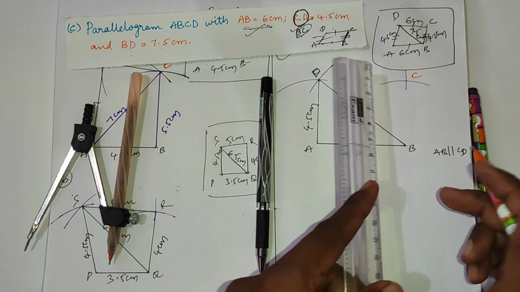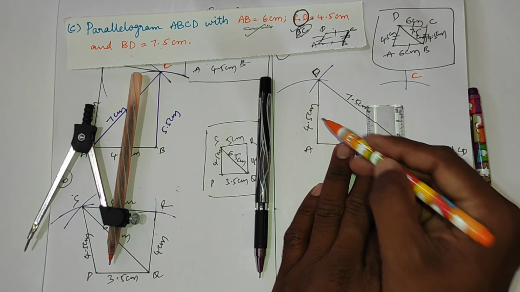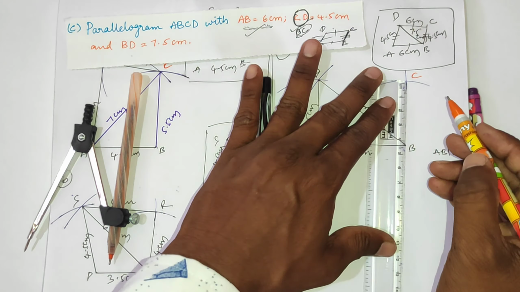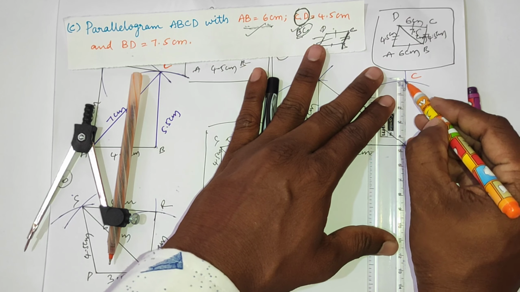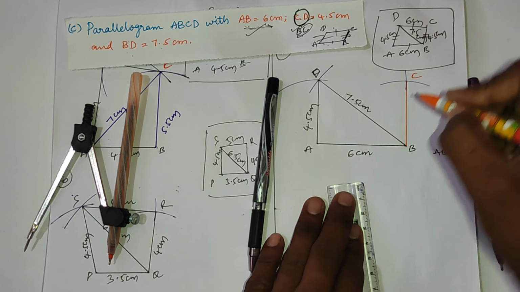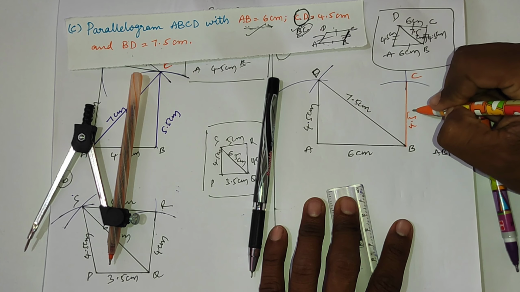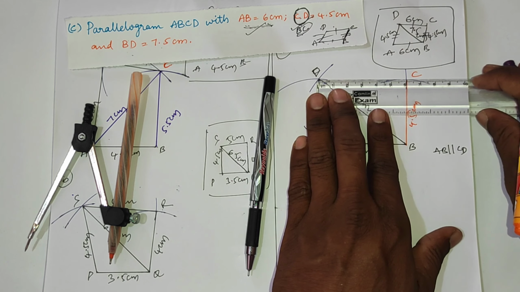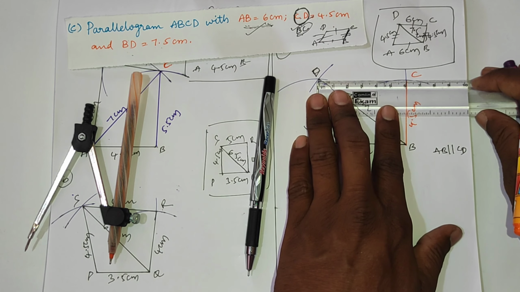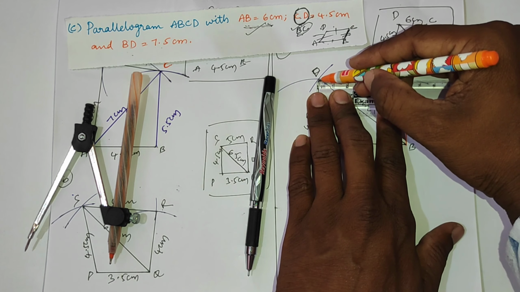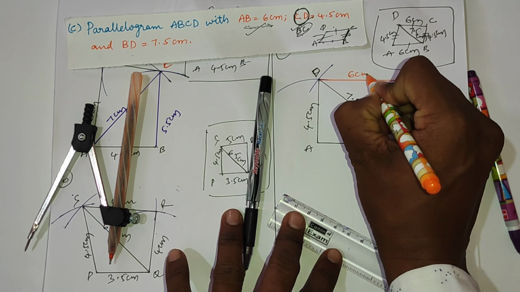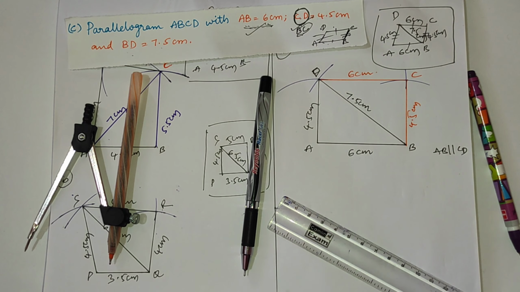Now join simply B to C. So how much should we get? 4.5, because AD is parallel to BC. Joining this one, yes, we got exactly 4.5 centimeters. And now join C to D. Yes, 6 centimeters is there. So this is our required parallelogram ABCD.